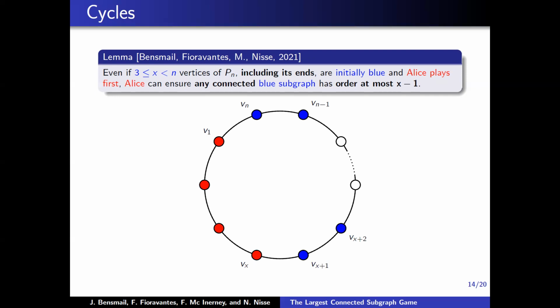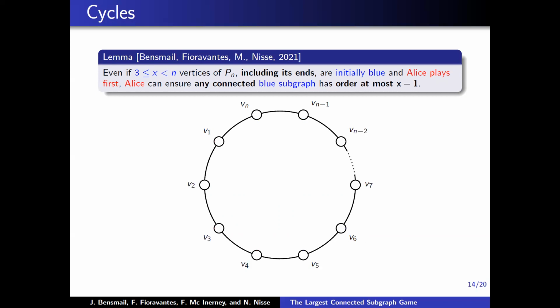And if Bob has covered the other 2 ends of the path that's separating Alice's path from the rest of the cycle, so Vn and Vx plus 1, then essentially he's playing on a path where he's covered both ends and he's covered at most x vertices inside this path. And so Alice can apply the lemma on the rest of the graph and ensure that Bob has a connected blue subgraph of order at most x minus 1, while she already has one of order x. So if she can force the situation to happen, then she wins.